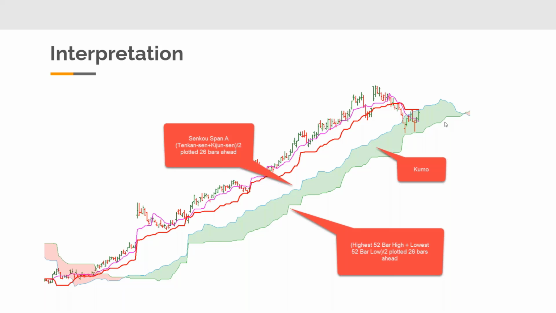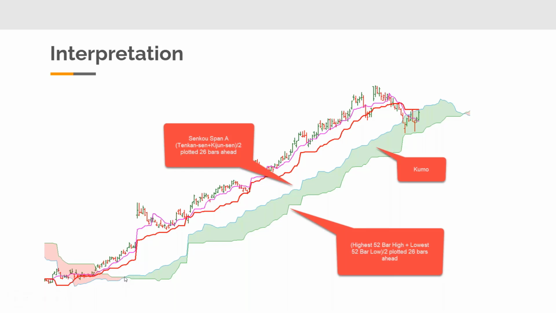Next, I want to talk about the Senkou span A and the Senkou span B. Okay, in a bullish trend, the Senkou span A is going to be above the Senkou span B. In a bearish trend, your Senkou span A is going to be underneath your Senkou span B. When that cross happens, that's called a Kumo twist or a cloud twist. But I'm getting ahead of myself. Let me kind of back up.